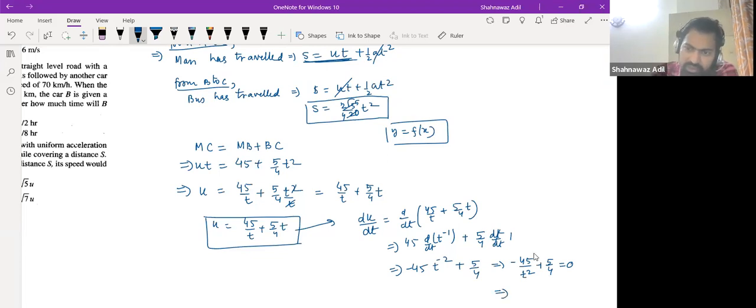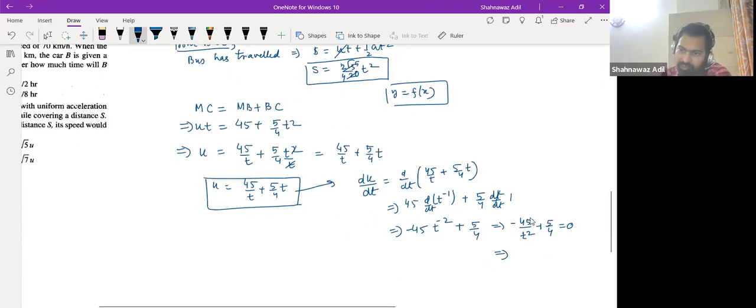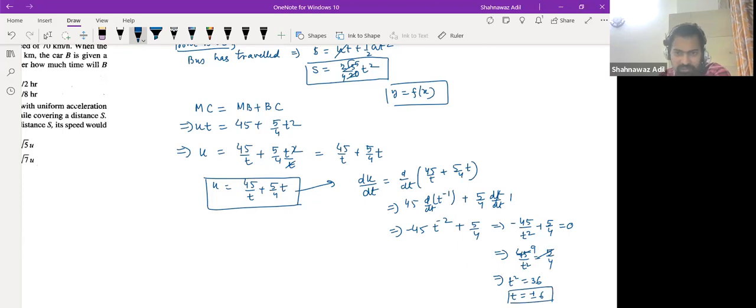So this is 45 by t square, and this is equal to 5 by 4. This is 9, right? So t square is 36, so t is plus minus 6. Time can't be negative, right? No, sir. So t is 6. Now we have got the critical point.